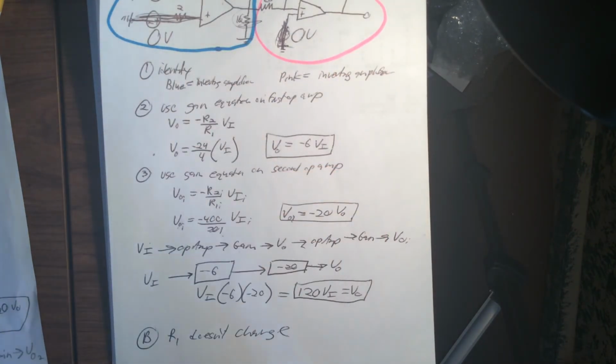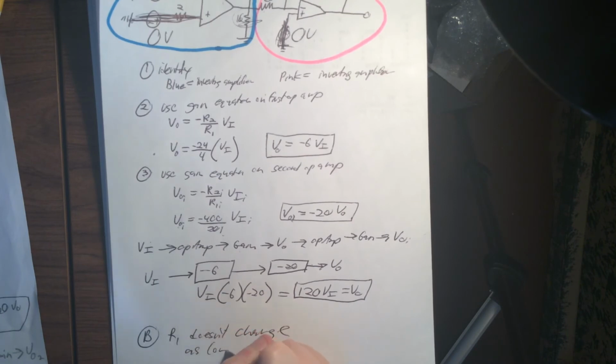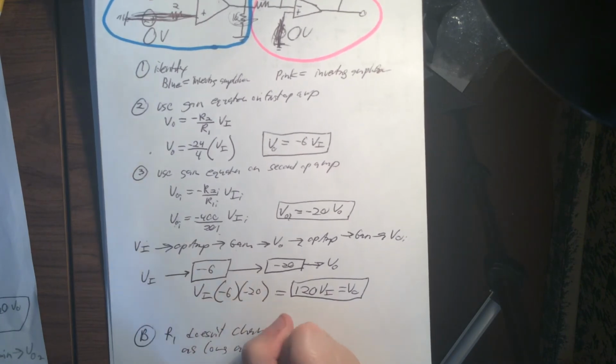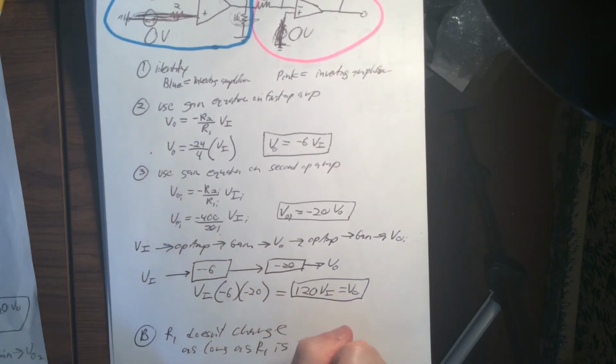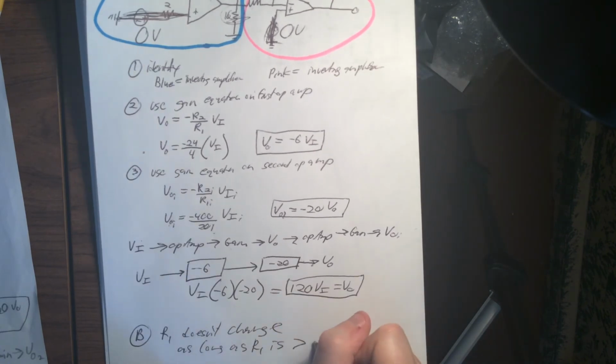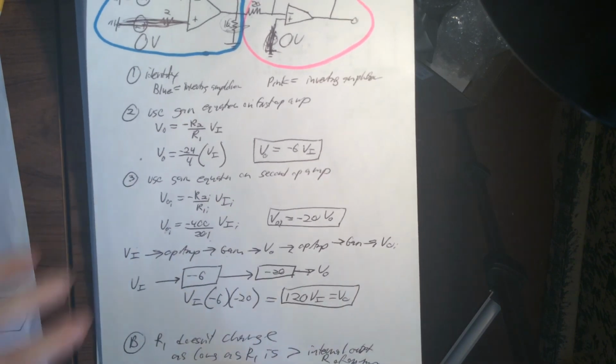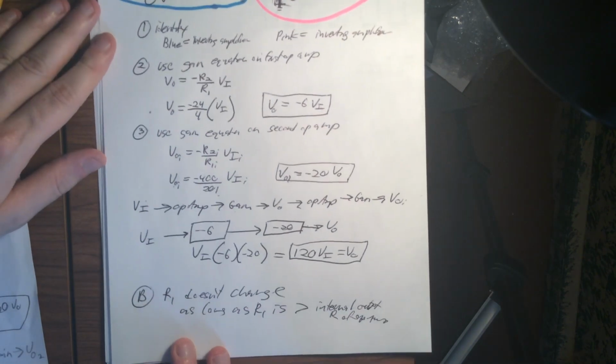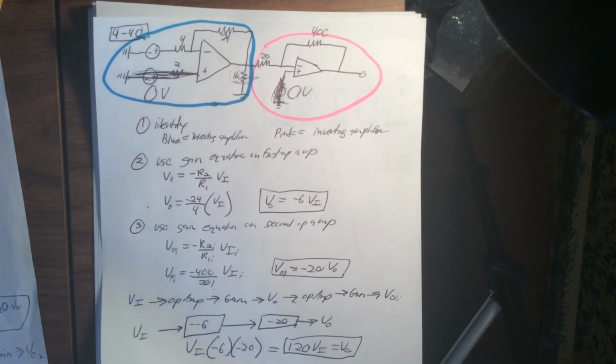So R1 doesn't change as long as R1 is greater than the internal output R of the op amp. And so this one is 440 then, in case you need that. All right, let's try another one.